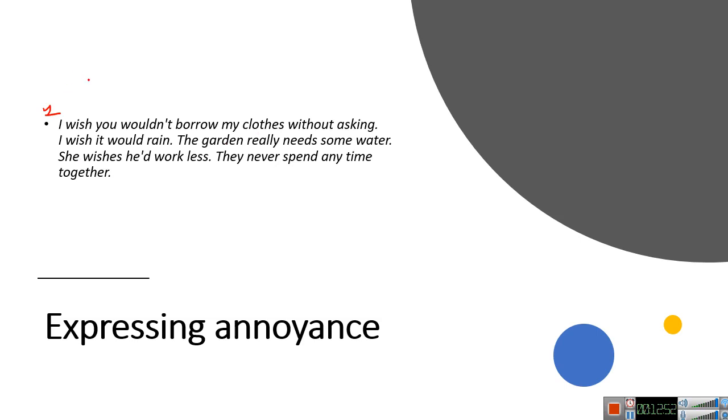Number one. I wish you wouldn't borrow my clothes without asking. So here, where do we find the combination? So wish plus wouldn't. Do you see? And here the verb is borrow. So I wish you wouldn't borrow my clothes without asking. I'm expressing an annoyance here. What is the annoyance about, Lauren? Maybe I'm annoyed that someone is taking my clothes without asking.